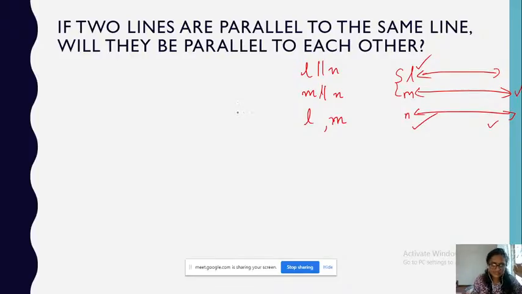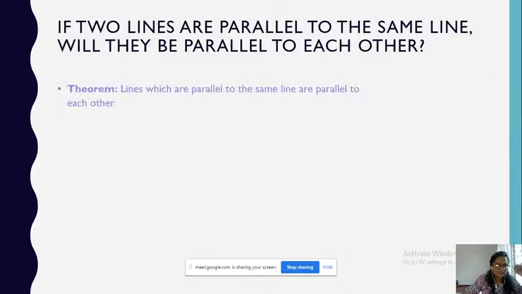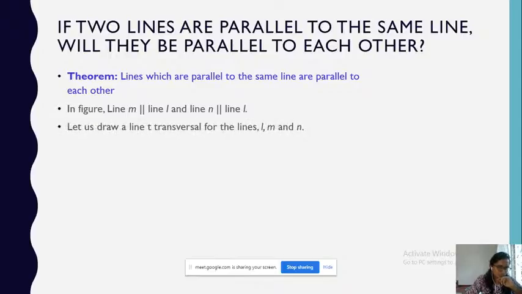So this is a generalized truth. So we are going to state this as a theorem. The theorem states that lines which are parallel to the same line are parallel to each other. Okay, everyone is agreeing with that. Now write down this theorem: lines which are parallel to the same line are parallel to each other. Now, how are we going to prove this? So we have three lines, line L, M, and N. Let's draw a transversal to these lines.